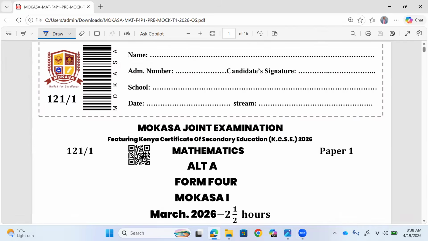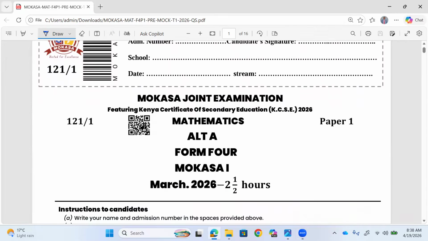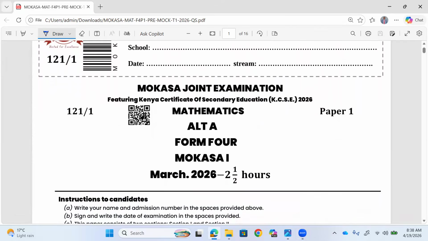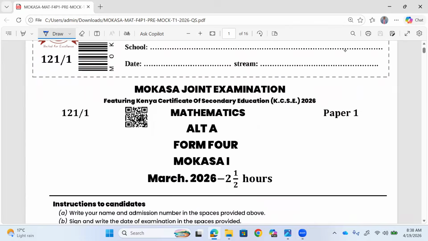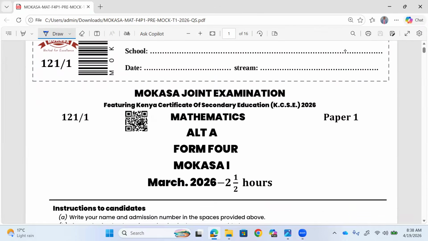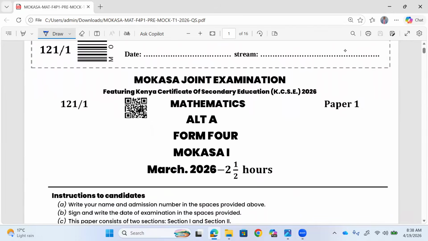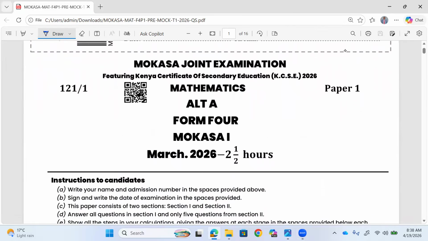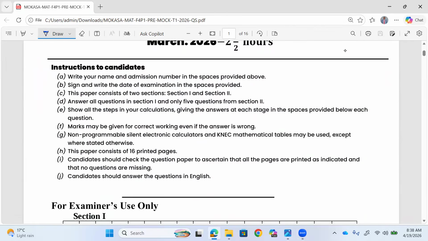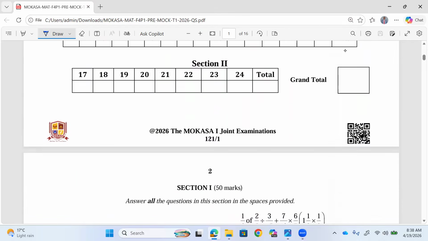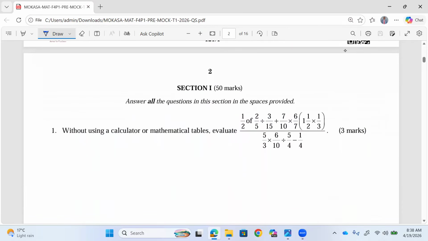Today we shall be discussing one of the best joint examinations. That is a Mokasa one. So Mokasa is a paper that has been done by a group of serious schools: Moi Girls, Eldoret, Kabarak, and Sacho.